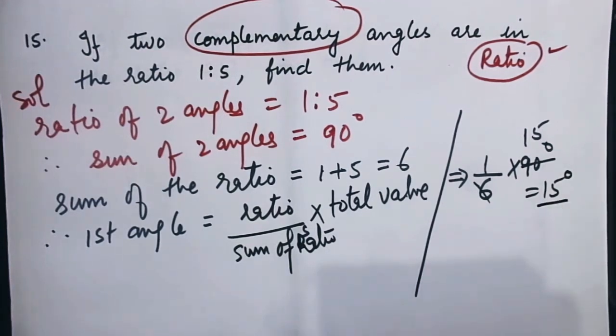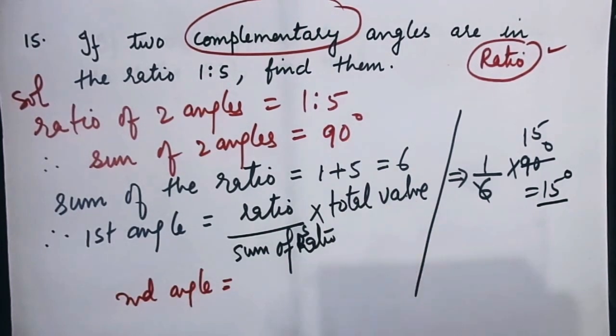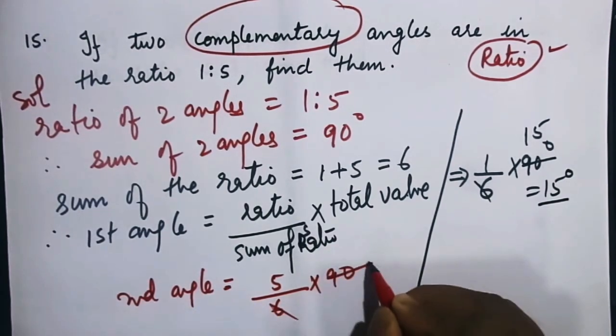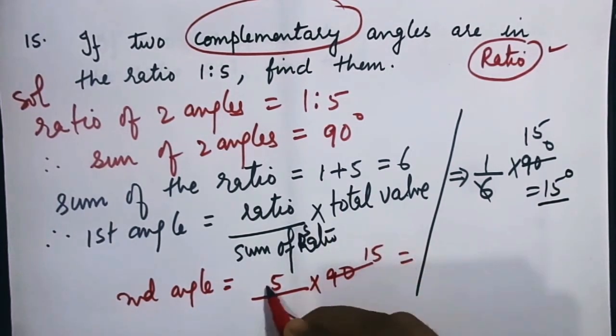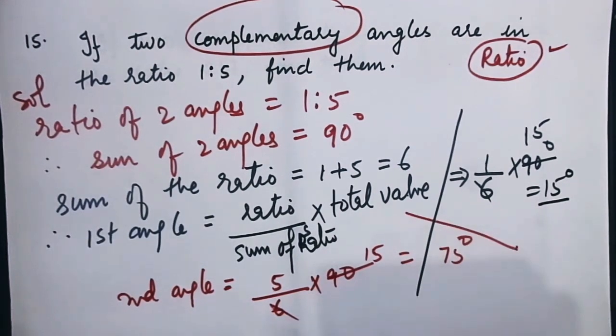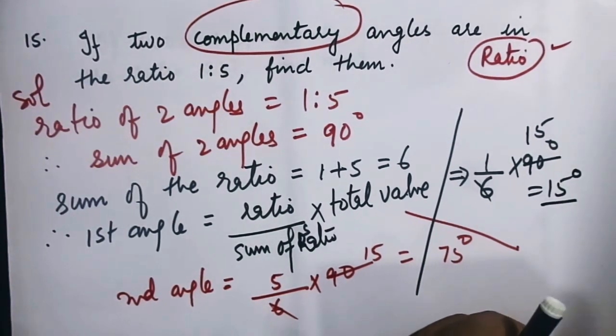We got the value. Now, how to find the second angle? You can simply subtract it from 90 degree, or you can carry out the same process: 5 by 6 into 90. You already know that 15 times 5 is 75 degree. Therefore, 75 degree plus 15 degree is equal to 90 degree. We are not wrong, isn't it?